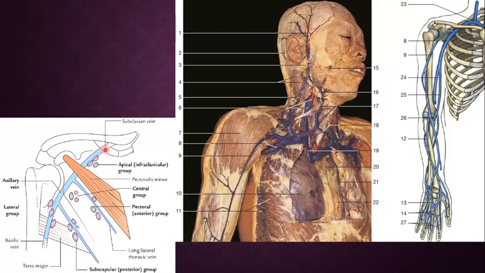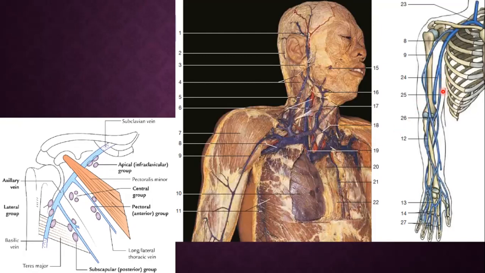Then at the outer border of first rib, it becomes subclavian. The same here, this is your axillary vein. You can see where the cephalic vein is draining into. Then it will join with the internal jugular vein to form your right brachiocephalic vein, which is joined by the left brachiocephalic vein to form your superior vena cava.